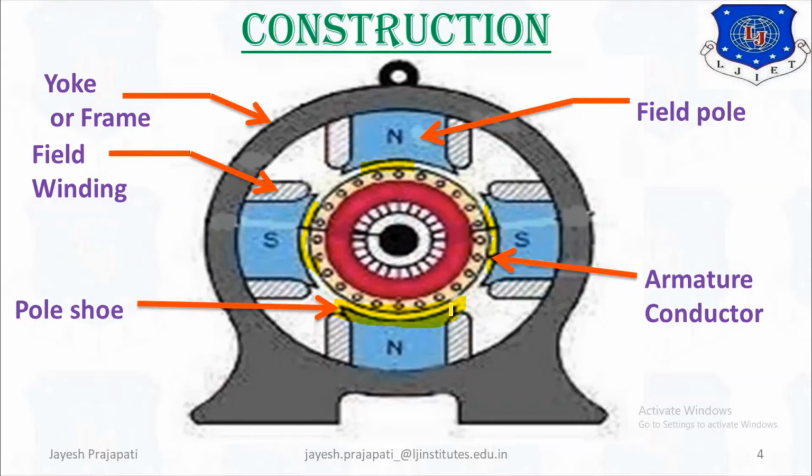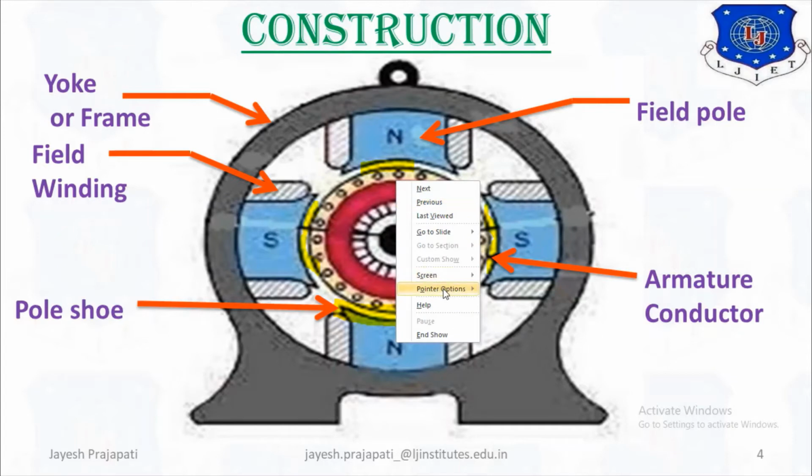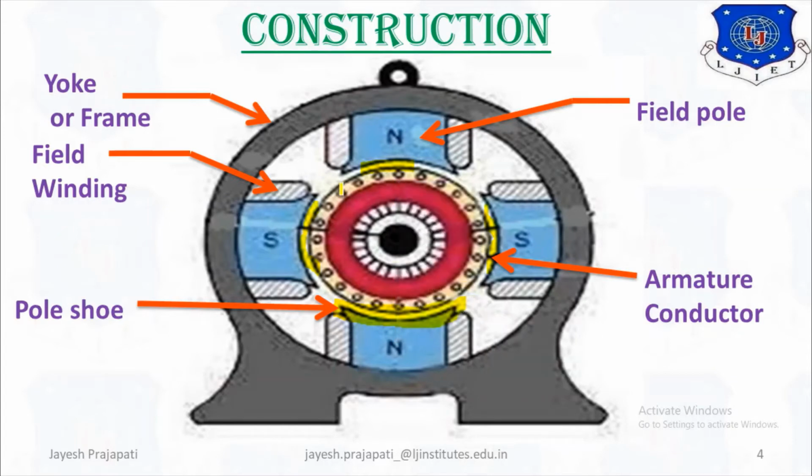Now, the next important part is the armature conductor or armature winding. It is the rotating part of the machine. You can see in the figure, this center part that shows a large number of circles is called the armature. So this part is called the armature. These small circles are called armature slots. In these slots, the armature winding is placed and the armature is mounted over the shaft.